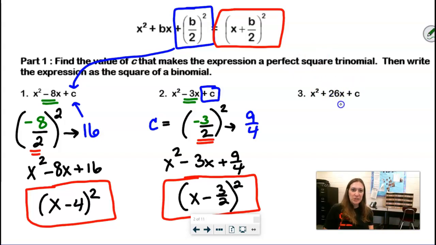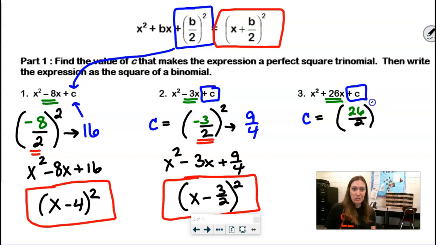All right, this next one should be like a piece of cake compared to the last one. Your middle term this time is a positive 26, and your first task is to figure out what this number is right here. So C is found by taking the 26, it's positive this time, cutting it in two, and then squaring it. So again, you can use your calculator, or some of you have this memorized. 13 squared is 169, so there's the C value. So I can rewrite my trinomial as x squared plus 26x plus 169.